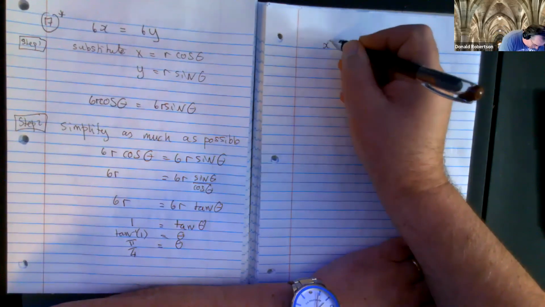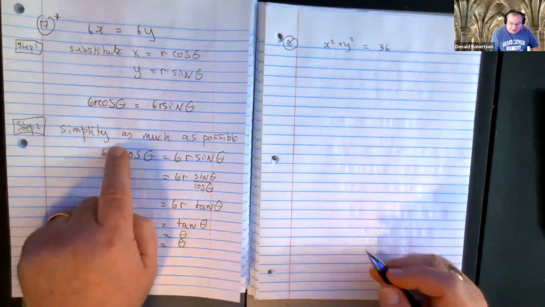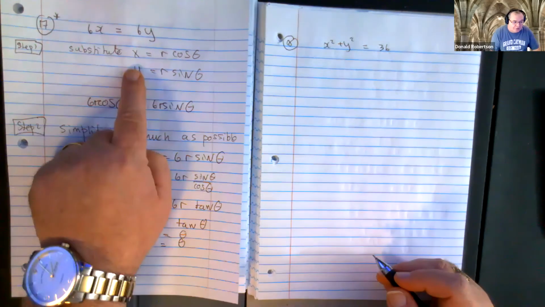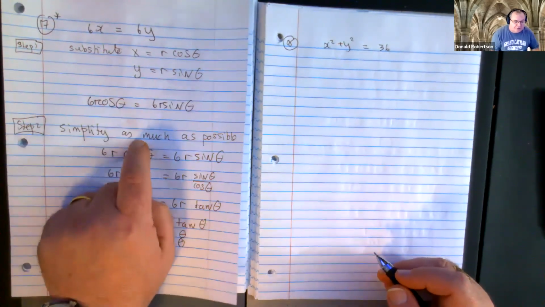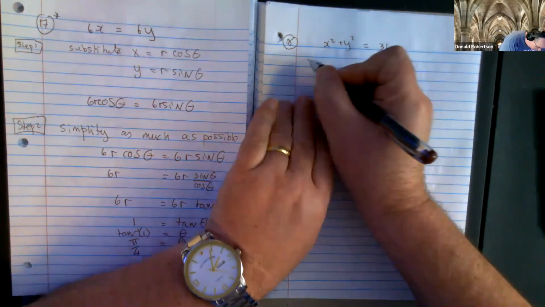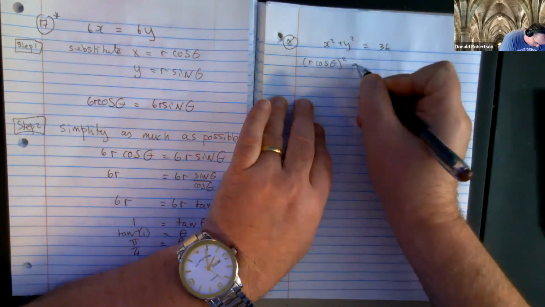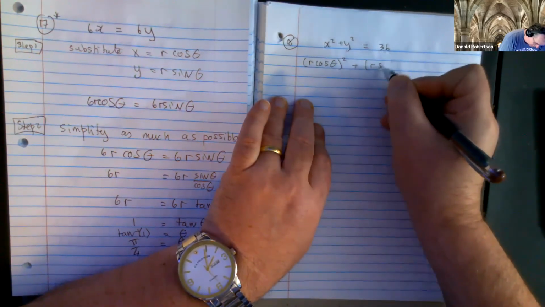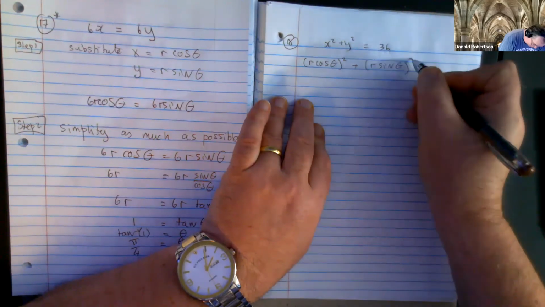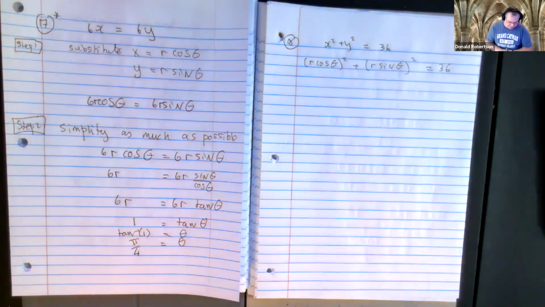One last one for today, and we'll be finished. So here it goes. This one's actually going to be a really quick one. Basically there are only 2 steps: do the substitution, then start using trig identities to make things look pretty. So this is going to be r cos theta, squared, and the one next door is r sine theta, squared, and it's going to equal 36.